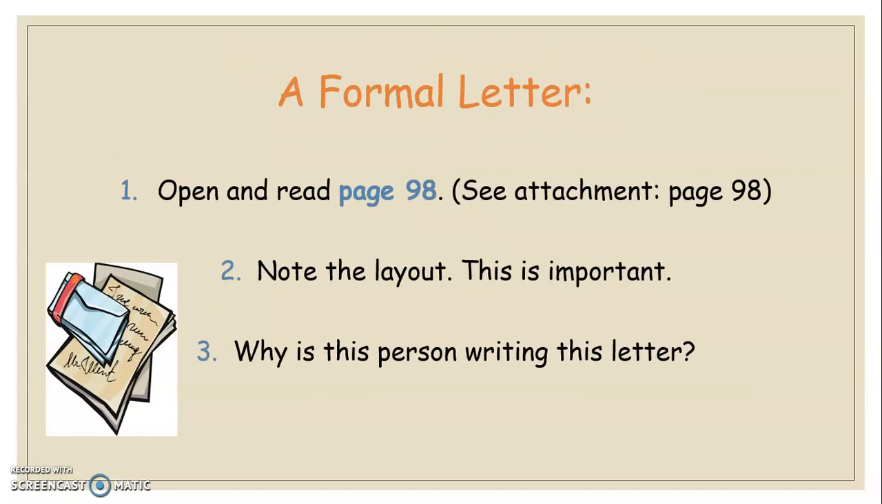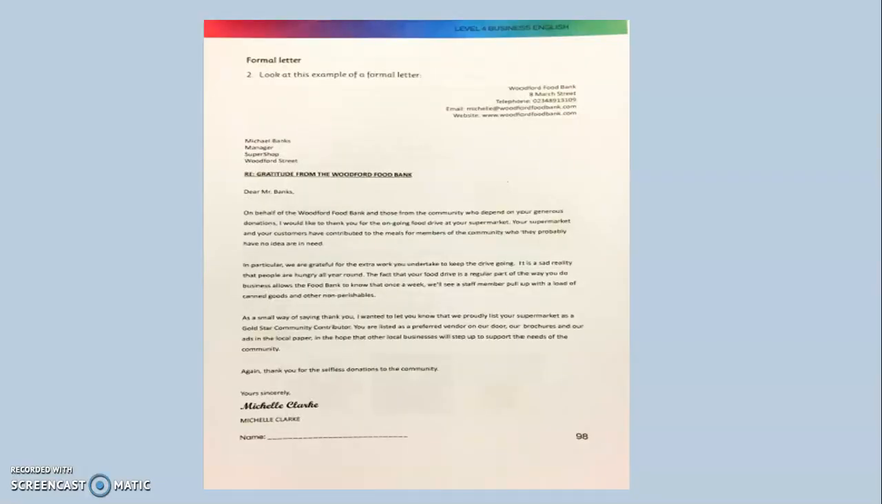A formal letter. Open and read page 98. This is a formal letter. Note the layout. There are 2 addresses. This is important. Why is this person writing this letter? This is the letter. If you look at the top right-hand side and the left-hand side, you have 2 addresses. The top right-hand side is the information of the person who is writing the letter or the company that it is coming from. And the left-hand side is the person that they're writing to. Note the layout as it's important.